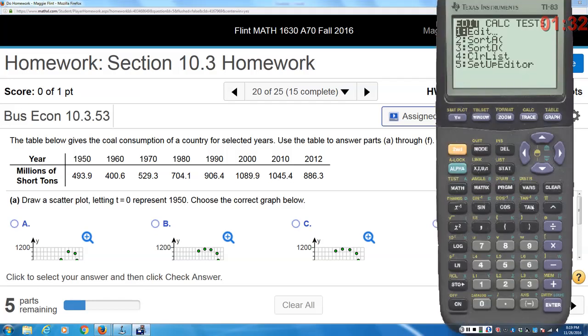So when we put this data in list 1, 1950 is going to be 0. And then 1960 would be 10. And 1970 would be 20. 1980 is 30. 1990 is 40. 2000 would be 50. 2010 would be 60. And 2012 would be 62. Okay?